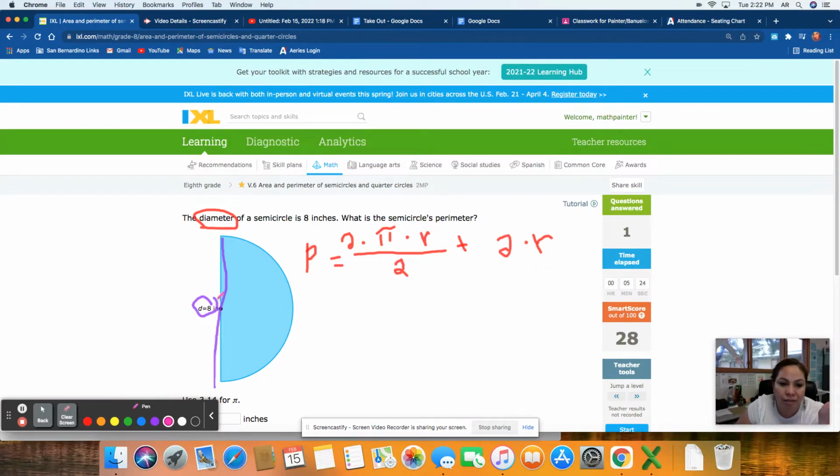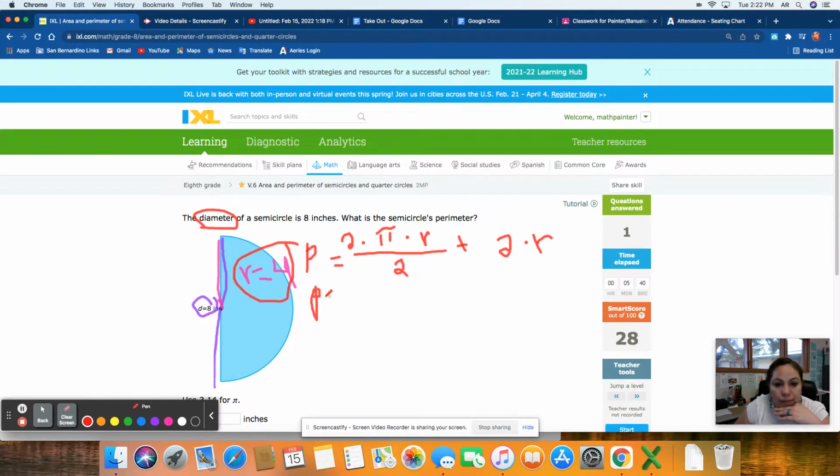What about half of the line? Half of the line is radius. So radius equals what? Half of the line, half of the number. Half of 8 is 4. Now I can plug in my numbers once I know what radius is.